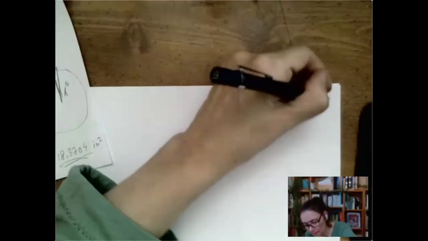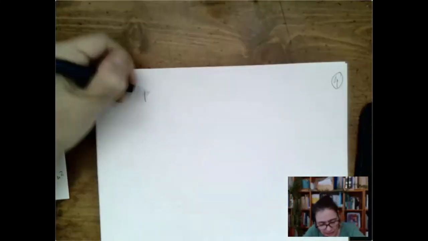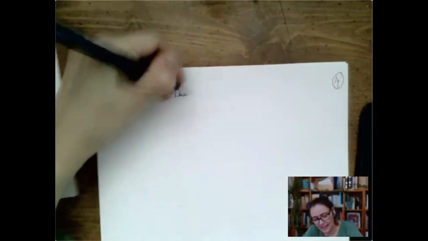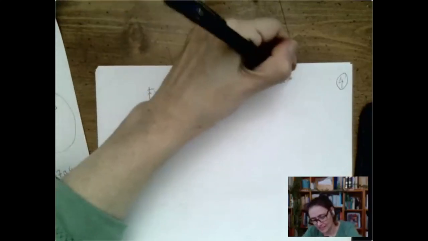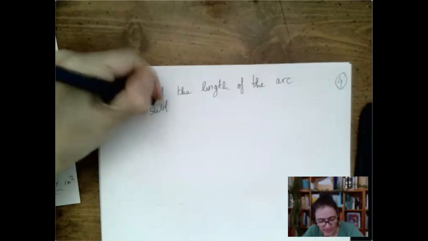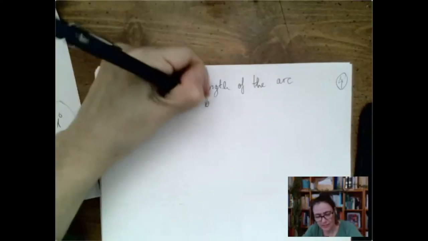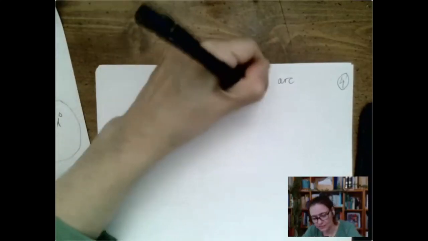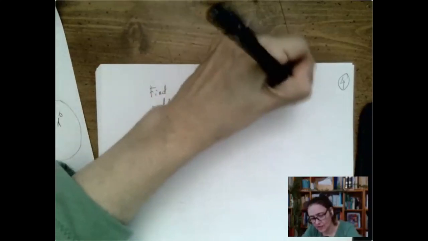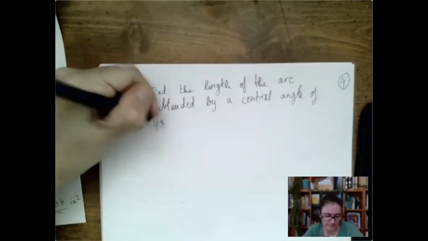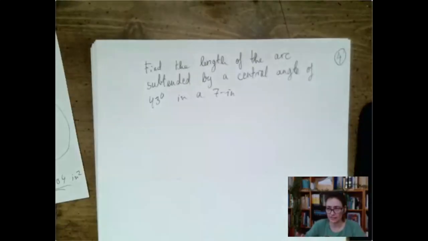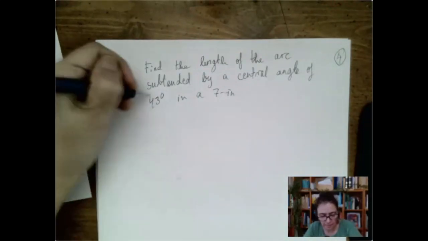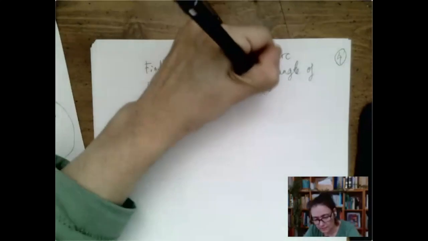I don't know why. It goes like this. Find the length of the arc subtended. Don't ask me what that means. I have no idea. Subtended by a central angle of 43 degrees in a 7-inch radius circle. So it's the same question, but instead of area, now it's arc length. But somehow the language makes it sound so differently.